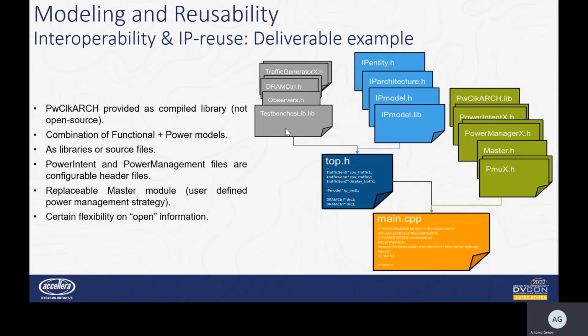It can be reused as a library if we do not need to execute additional hardware or power-related modifications when the power-aware IP is reused. Of course, we can have only the IP model as library or only the power model or both together. Since they are separated, we can have different configurations depending on what we consider sensitive information and what can be opened and configurable by the final user.